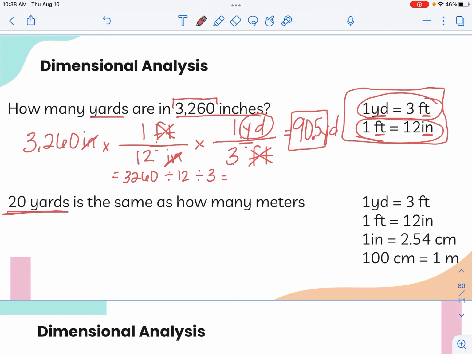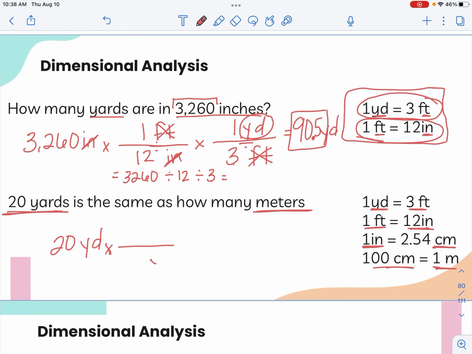20 yards, and I want to go to meters. So the first thing I'm going to do is write down 20 yards, and then I need to look and see, okay, how am I going to get to meters? I'm starting with yards, so I can go to feet, and then feet can go to inches, inches can go to centimeters, and centimeters can go to meters. So this is going to have a couple of different steps, but we're still going to follow the same rules every time.